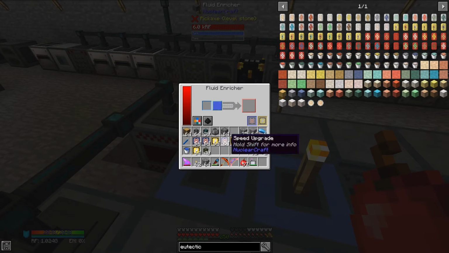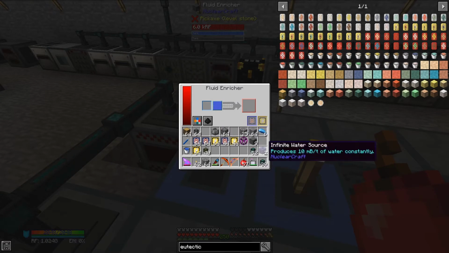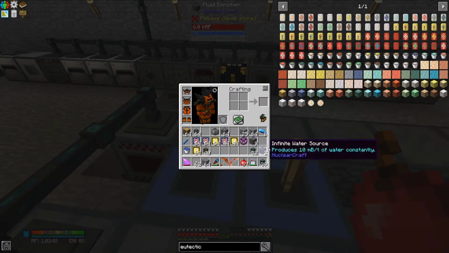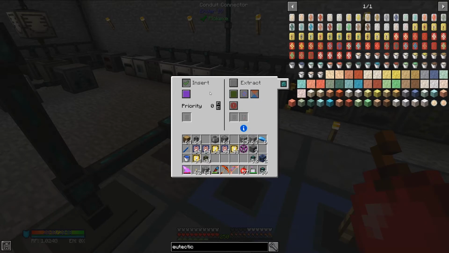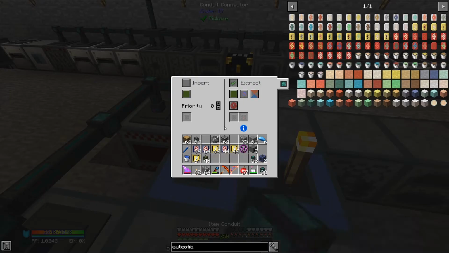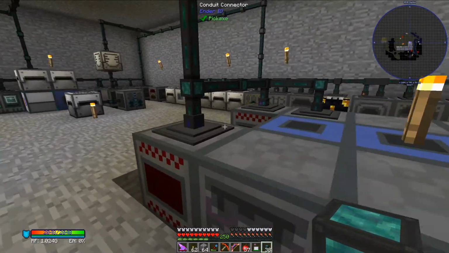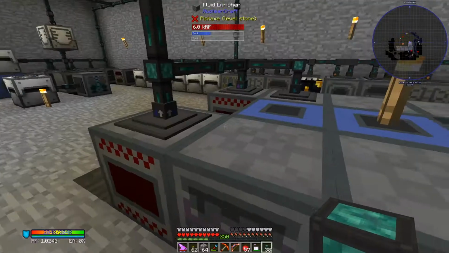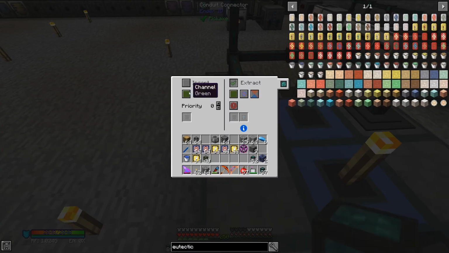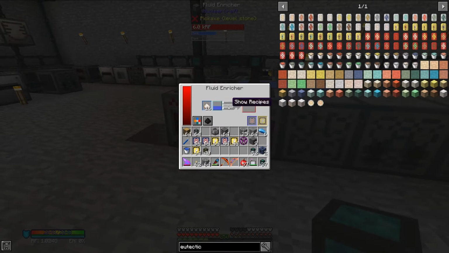Okay, so I'm going to need some more item conduits and some of the fluid conduit, I believe. So we can have this, let's say, extract on Cyan, and then this can be insert on Cyan. And then this over here, I'm probably going to run out of colors pretty soon. This can be extract on light gray, and this will be insert on light gray. So these should be kicking off.